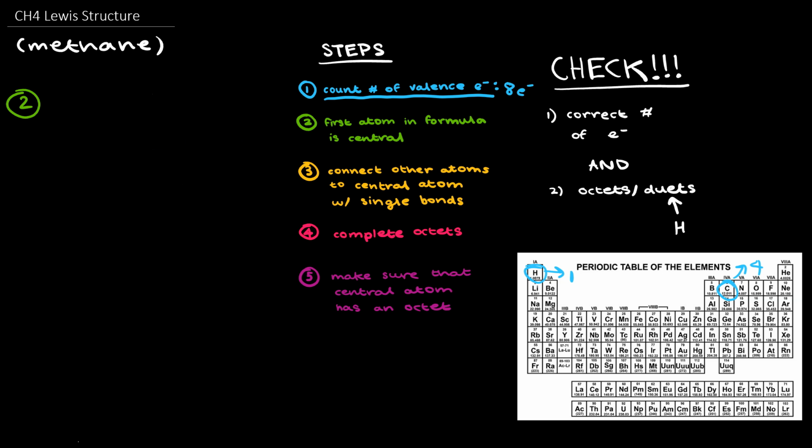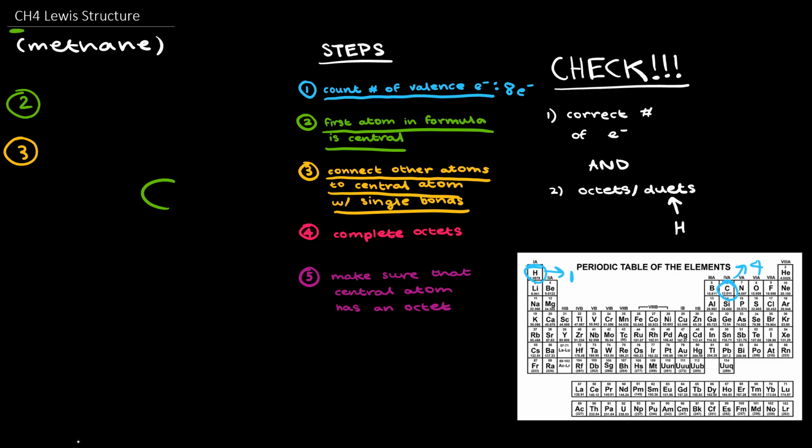Now moving on to step number 2, we need to put the first atom in the formula in the center. We see that the first atom is the carbon, so the carbon is going to be the center of our Lewis structure. Now step number 3 says that we need to connect the other atoms to the central atom with single bonds. The other atoms are the 4 hydrogens in this case. So the hydrogens are going to go around the carbon, and we're going to connect them to the carbon with single bonds.